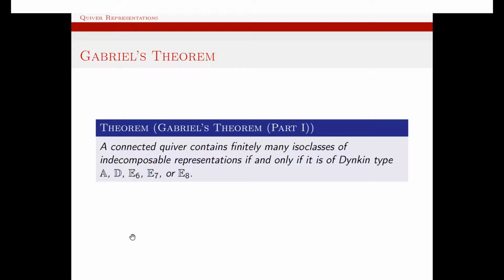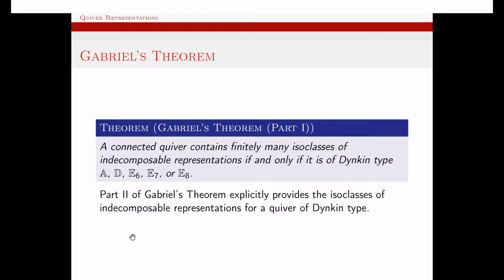There's also a part 2 to Gabriel's theorem, and that explicitly provides the isoclasses of indecomposable representations for a quiver of Dynkin type. So what Gabriel's theorem tells us is we know exactly when our quiver will contain finitely many of these indecomposable representations, and it also tells us exactly what they look like. This theorem is nice because it tells us just by looking at a quiver we can know what the underlying structure is like, whether it has some type of finiteness associated with it or if it's infinite.